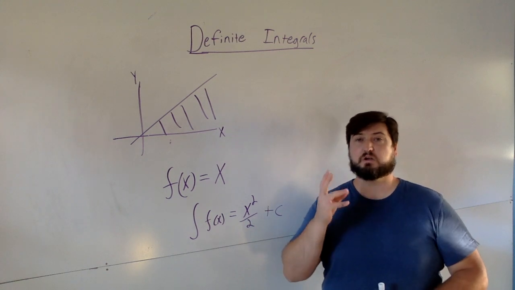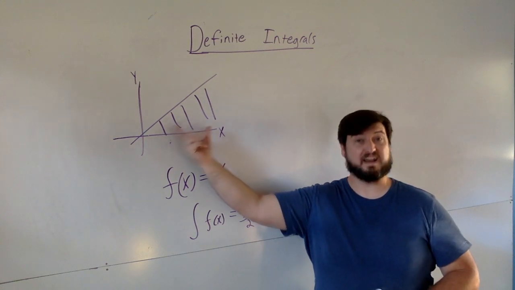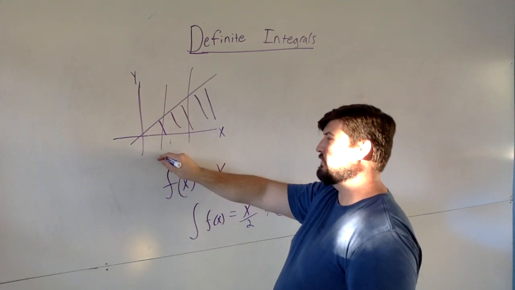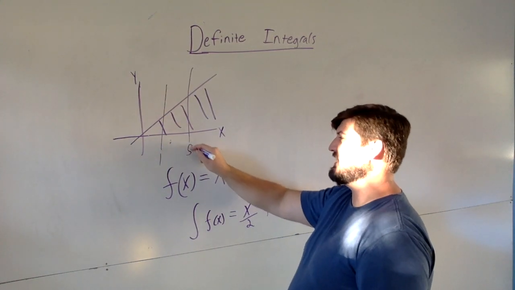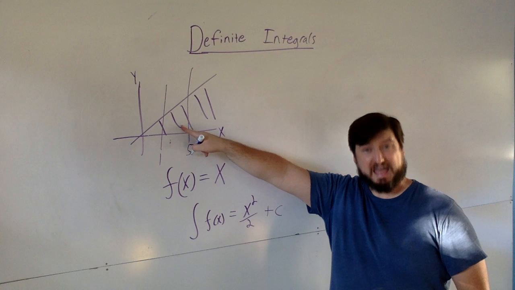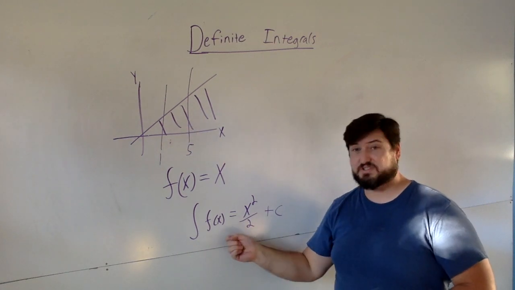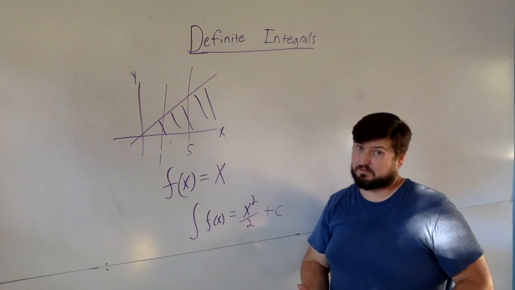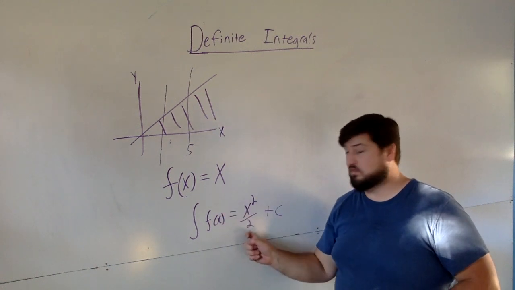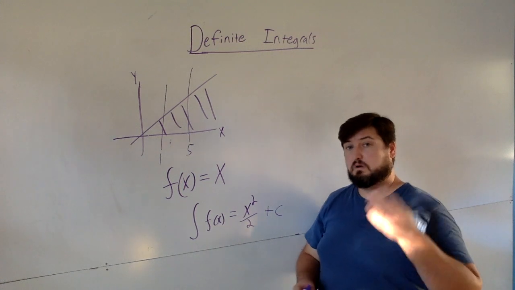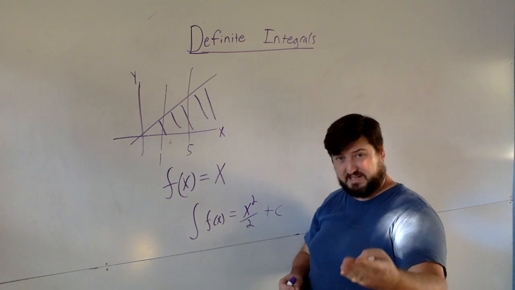But a lot of times you want to know specifically what happens for one area, one slice of the pie. So if I wanted to know between x is equal to 1 and x is equal to 5, how much area is actually under that part of the curve, we can do that too with integrals, okay? And actually the first thing you kind of have to do is take an indefinite integral. You have to figure out what the new function is, okay? So that's actually the first part of a definite integral.